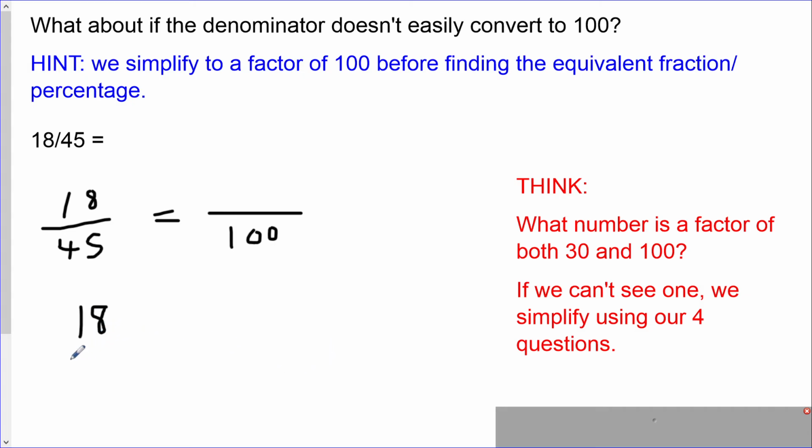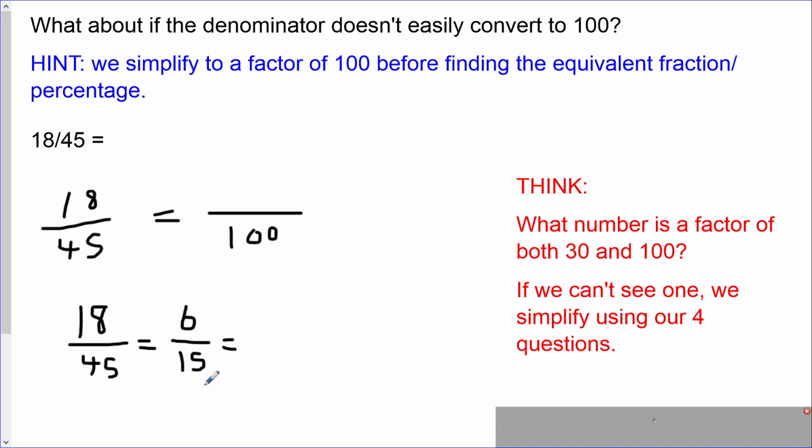Remember those 4 questions. The first one, do they both go into the 10 times table? And this time neither of them do. Do they both go into the 5 times table? Well, 45 does, but 18 doesn't. Do they both go into the 2 times table? This time 18 does, but 45 doesn't. So do they go into any other times table? And if I look really carefully, I can see they both go into the 3 times table. 18 divided by 3 is 6, and 45 divided by 3 is 15.